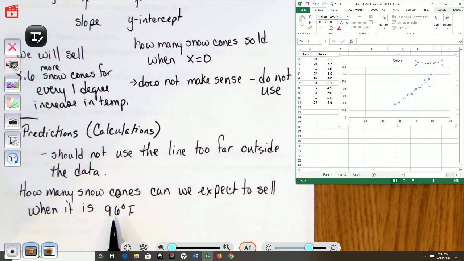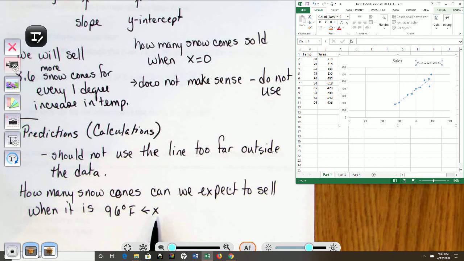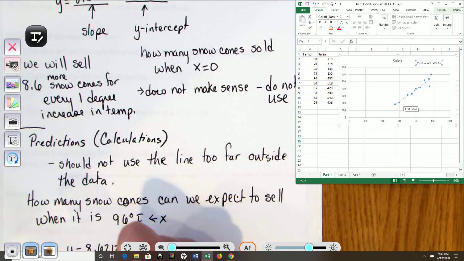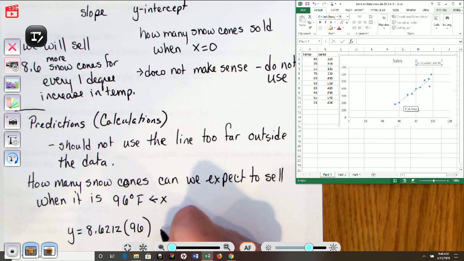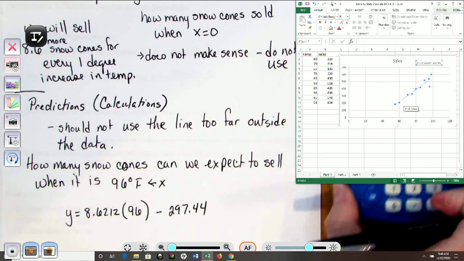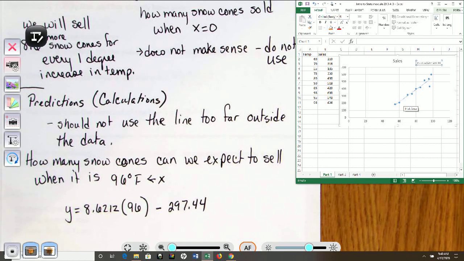So to do that, this is my temperature, which is my X value. And what I'm going to do is put it into my equation. So here's my equation again. I'm going to put that X, right there's my 96, and then minus that 297.44. Okay, order of operations tells us we're going to multiply first. So I'm going to take that 8.6212 and multiply it by my 96 first.